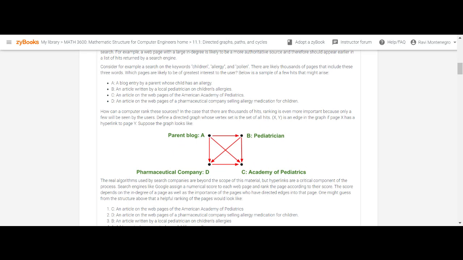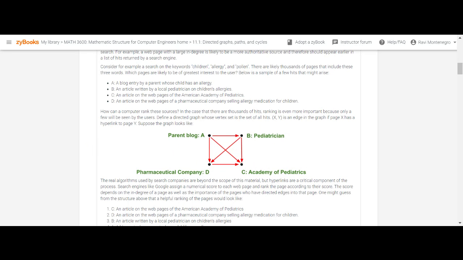We can also see this by looking at the figure. Lots of arrows point there. So everybody thinks that's a good site. I should rank it high. The drug company is the next most popular. Pediatrician has a link, and the parent goes at the bottom.